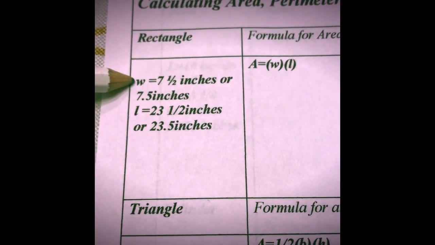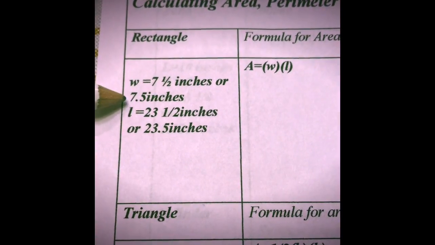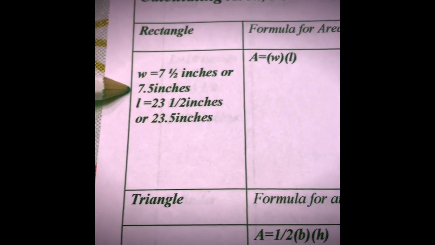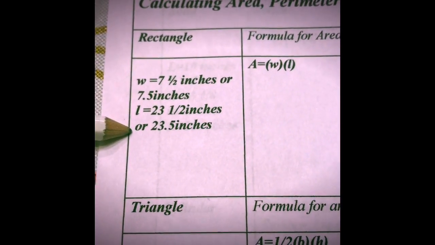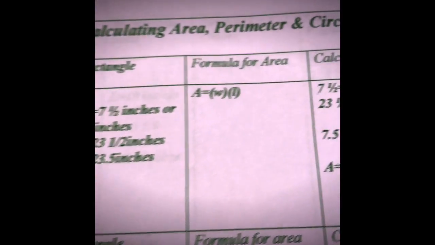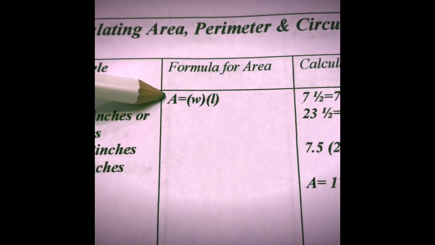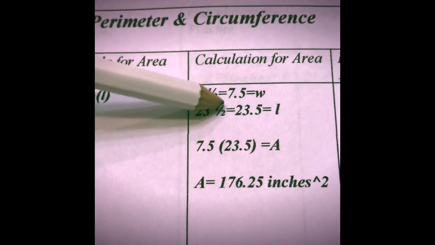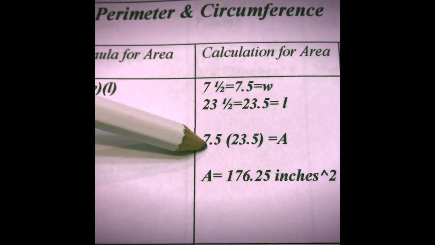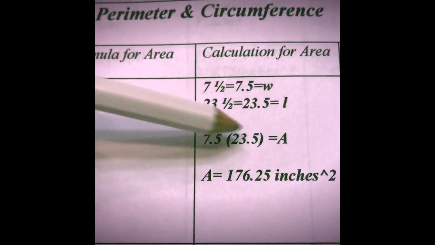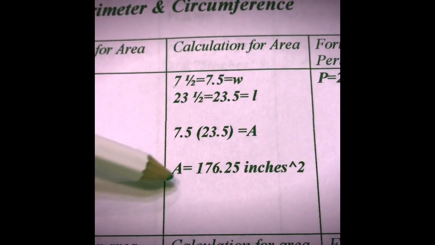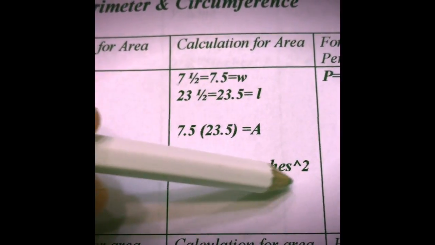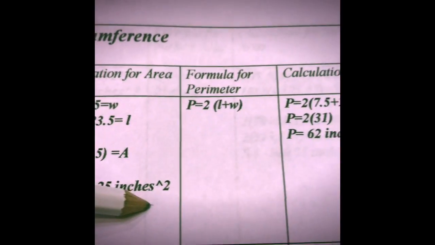Okay, going back to the rectangle, which was on the pantry door, I measured the width was 7.5 inches, and the length is 23.5, also 23.5 inches. The formula for the area is width times length. Put 7.5 times 23.5 equals the area, and the answer comes up with 176.25 inches squared. Don't forget the inches squared.